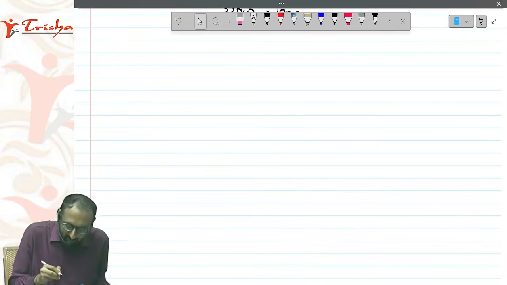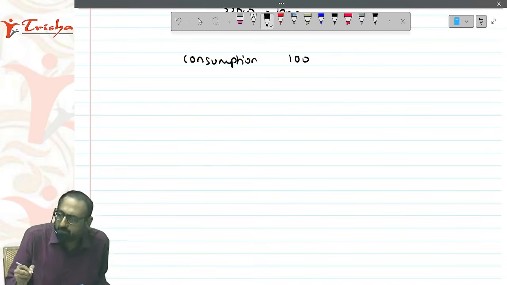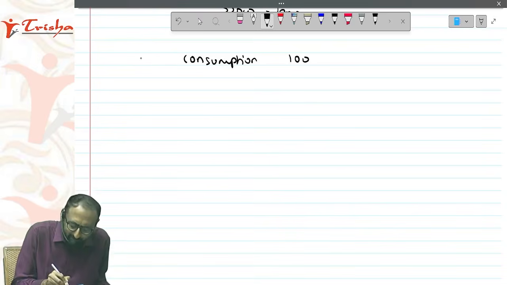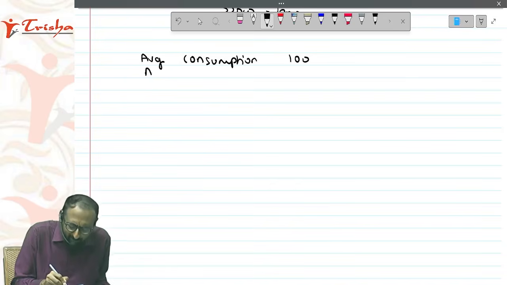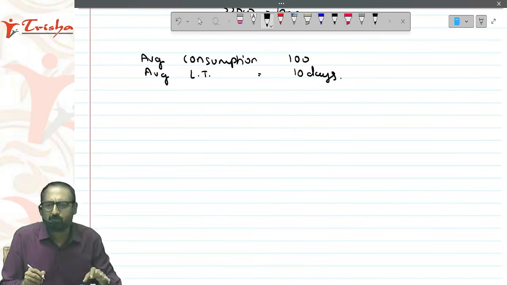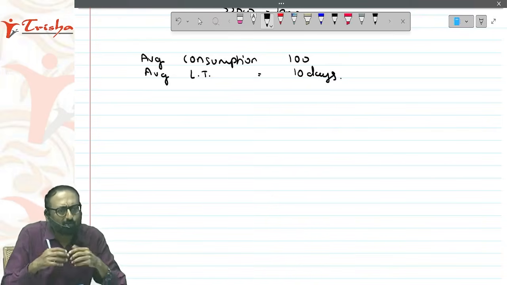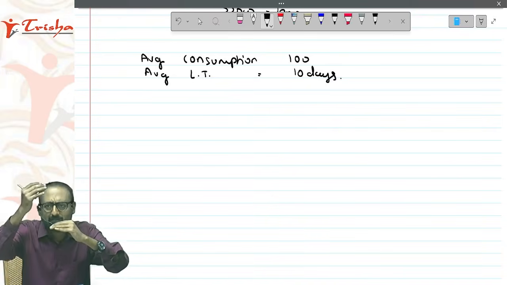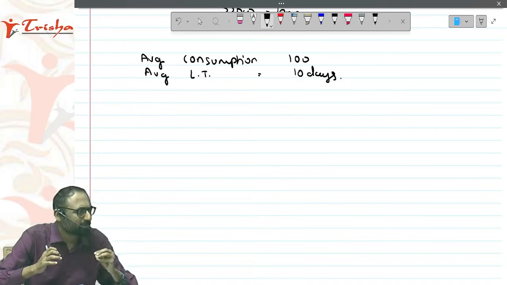Where, Sirji, only one consumption is given. Suppose 100. Average consumption is only given, Sirji. 100. And only one lead time is given. Average lead time is 10 days. Sir, only one consumption is given in a question and only one lead time is given in a question, and no hint is given on how to calculate maximum consumption, maximum lead time, minimum lead time. Only this information is given.